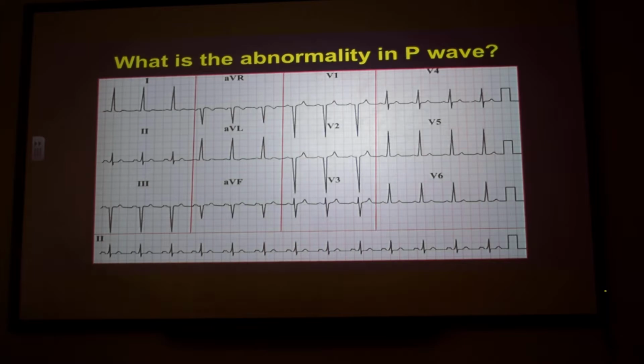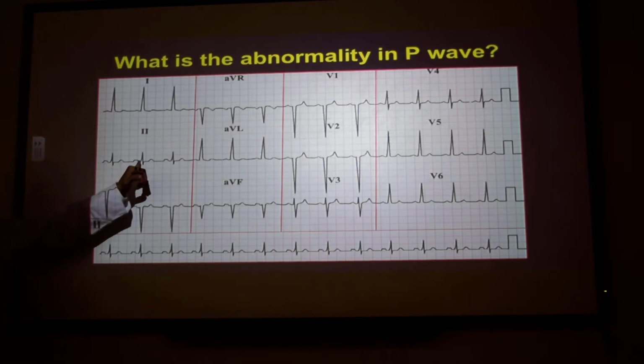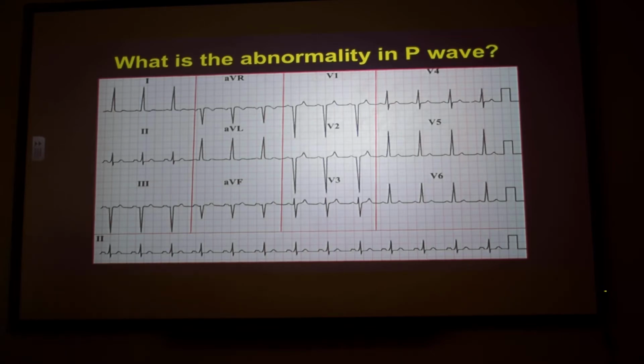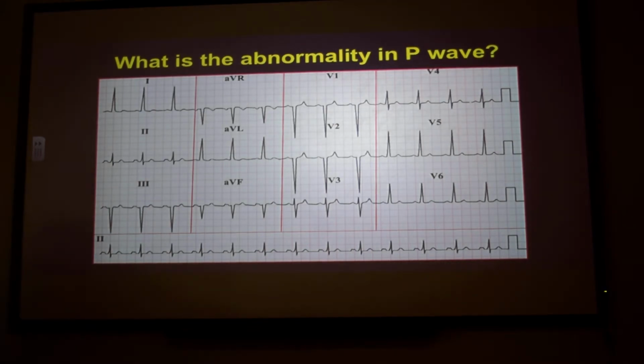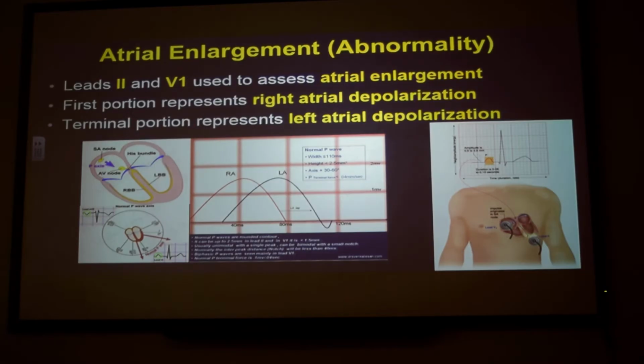But look at the P wave. Is the P wave normal or abnormal? Abnormal in lead 2. So what is the main abnormality here? Increased duration. It's wider than it should be, and it may look like an M shape to you. You see a small notch there. So if I see that, does it usually indicate right or left atrial abnormality or enlargement? Left. You're right, left. We'll explain why you see that with left atrial enlargement.